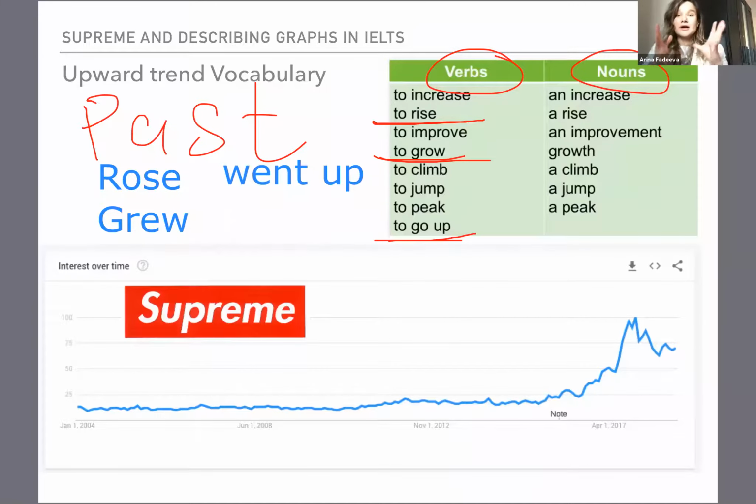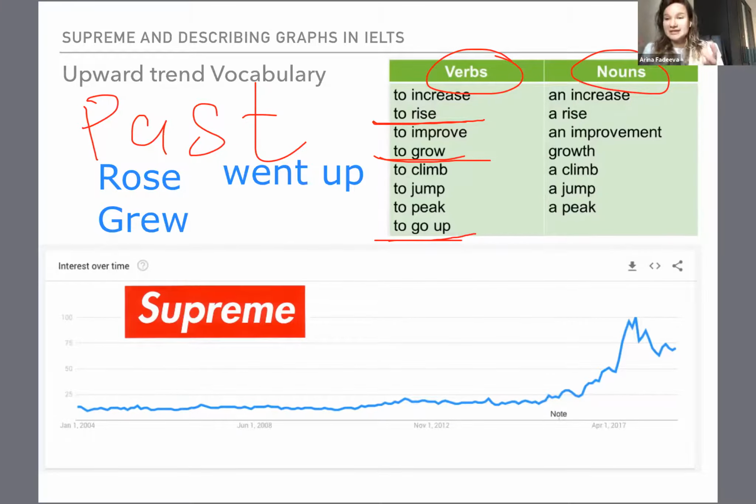These verbs are going to be used in this form because we have the past period, yeah? Thank you for your help. Thank you, guys. Okay, so let's describe. You can use any of these verbs. In case you don't remember the form, just use the verb increase. It's going to be increased. You just add D there, that's it, right? Or jumped or peaked.